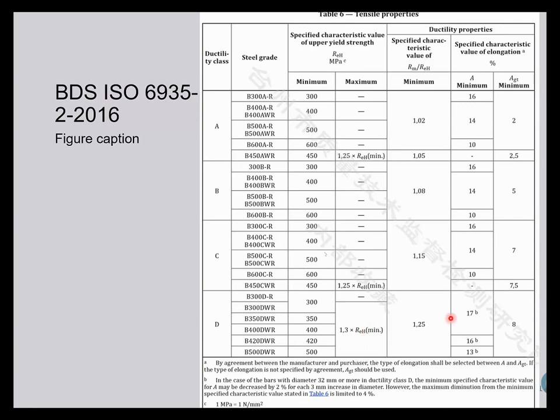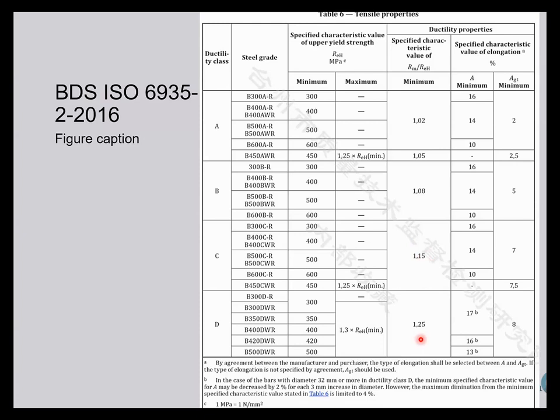So that is another point here. Ductility class is all about this ratio, so how ductile the steel is. That's why we find two types in the market, B500C and B500D.